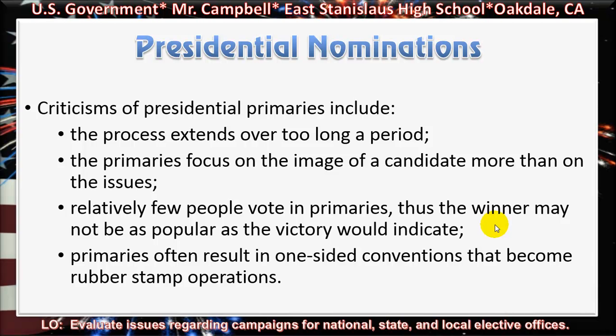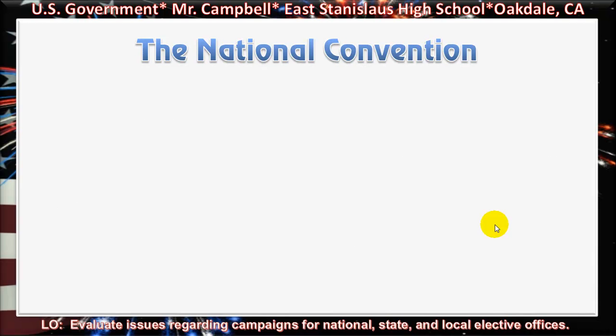For example, once again, 2012, we knew before the convention started that Barack Obama would be the Democratic nominee. We knew before the Republican convention started that Mitt Romney would be the Republican nominee. So the National Convention didn't really have any major suspense as far as knowing who would be approved.